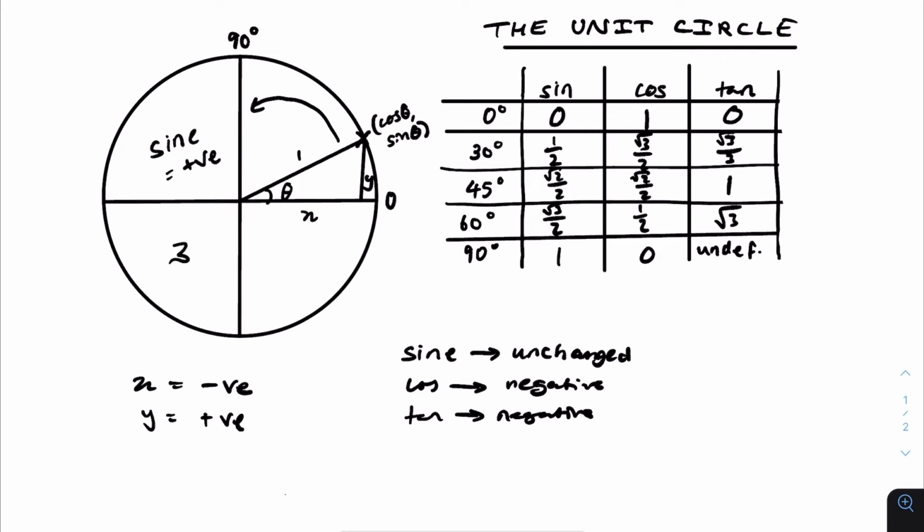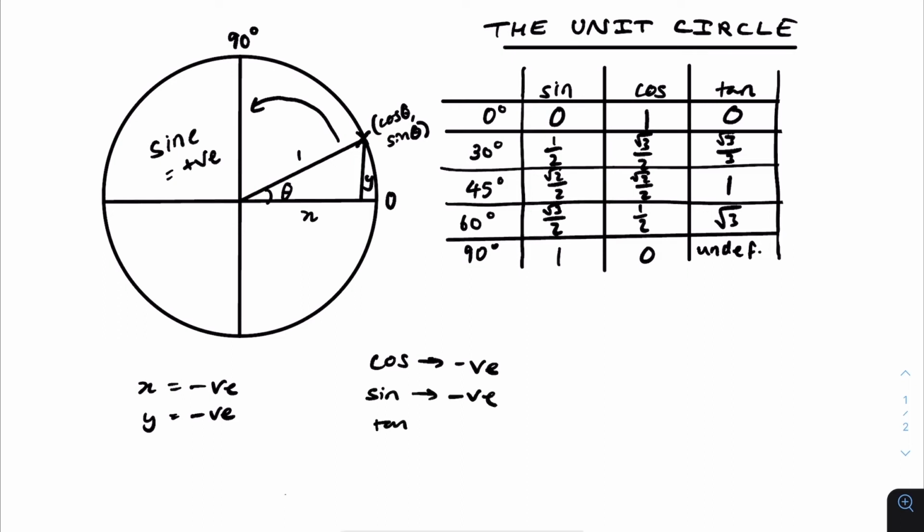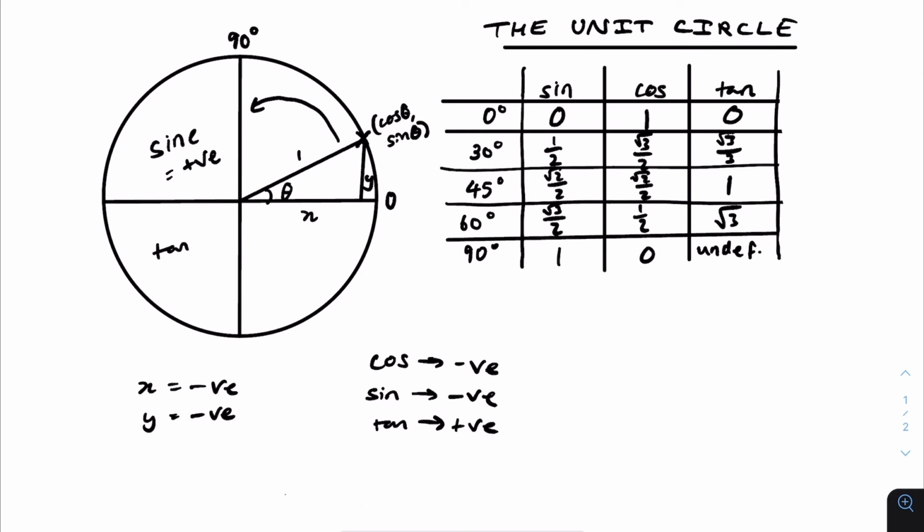Let's consider quadrant 3. In quadrant 3, all the coordinates are negative. So we're given that the x value is negative, the y value is negative. So that means that x, which is represented by cosine, is negative. Y, which is represented by sine, is also negative. But tangent is sine divided by cosine, and since it's a negative divided by negative, it creates a positive value. So tangent is the only one that is positive here.